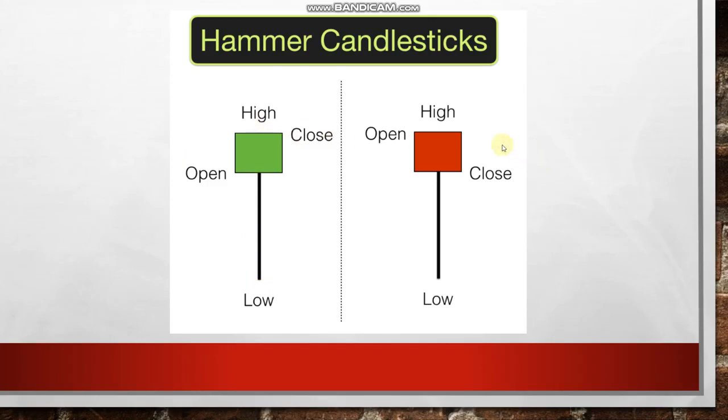Similarly, as mentioned, the color doesn't matter. This is the body of the candle. Though it made a low here, buyers somehow pulled the price and closed here. Though it made a high here, and a close here, ultimately this is the rejection point. Hammers are mainly required to understand the rejection price of the market. So these hammers are telling us a rejection price.